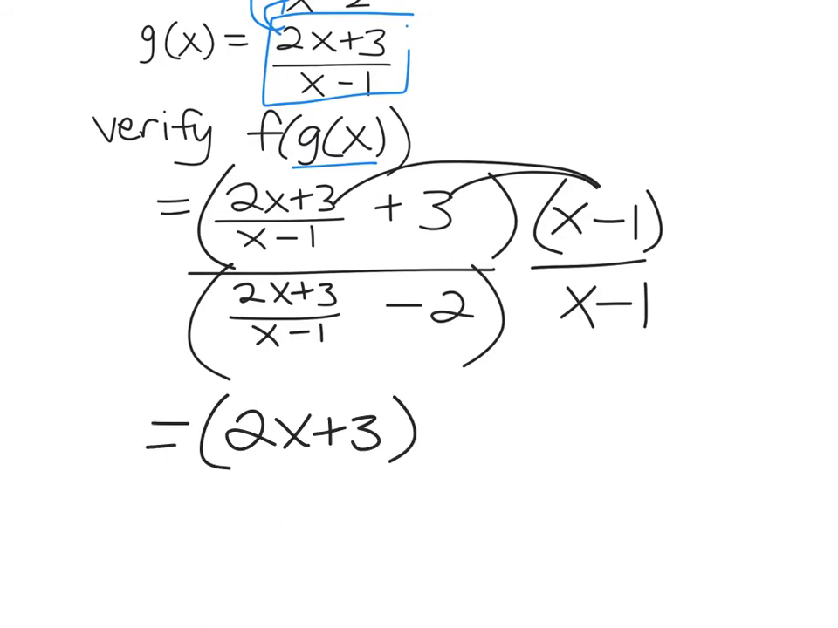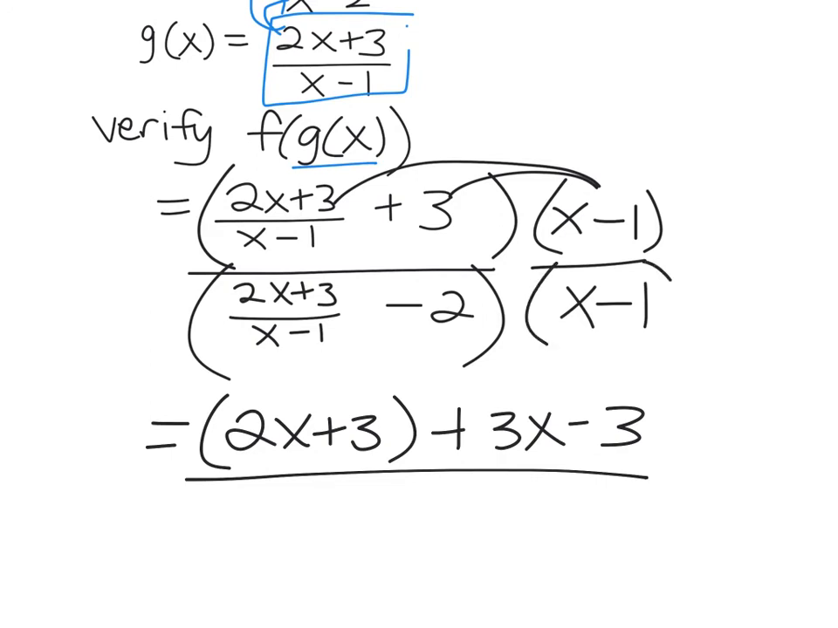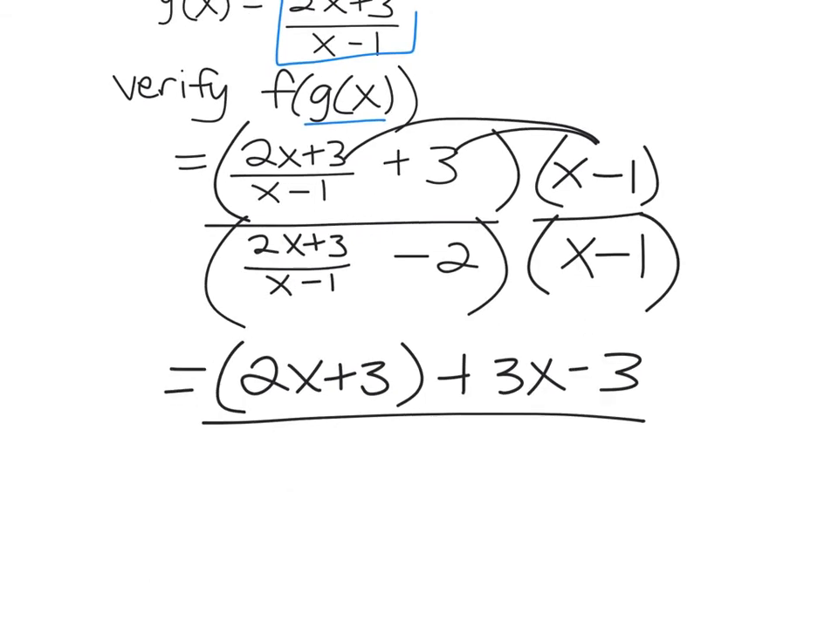And then here you get 3x minus 3. The x minus 1 and x minus 1 reduce, and then you multiply here. Same thing on the bottom. Multiply through by x minus 1. So I get 2x plus 3, and then multiply it to this one also, and you get negative 2x plus 2.